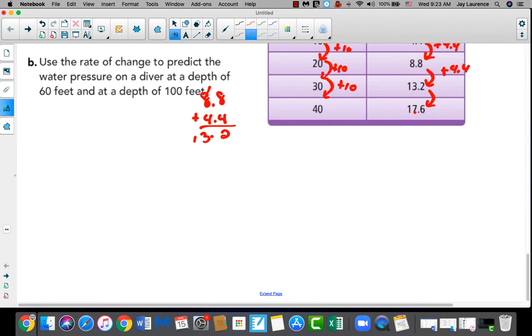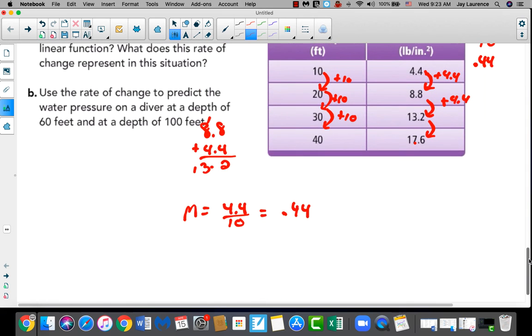So since it's linear, the slope is going to equal 4 and 4/10 divided by 10, which of course is this. Okay, so now I could write an equation. Y is going to equal the slope times x. So y equals mx plus b, but b is 0, so I don't put it in.